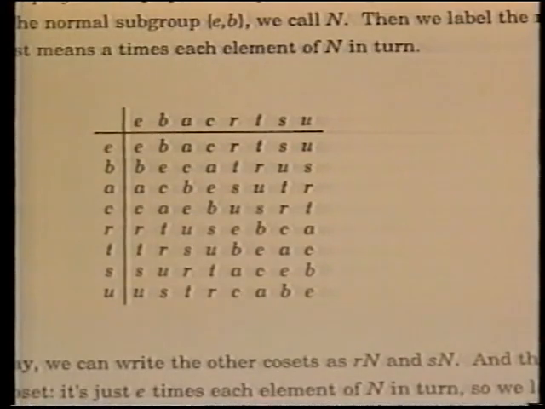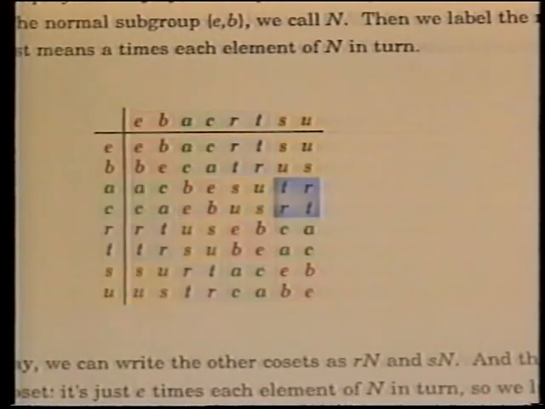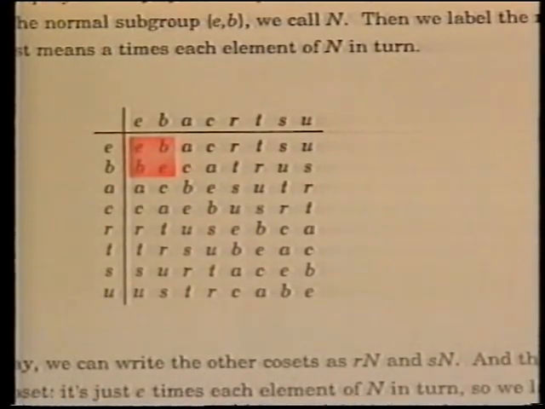For this particular ordering of the elements along the borders, you can split up the body of the table into blocks. Each contains 2 different elements. For example, this block contains only the elements R and T, and this block contains only the elements E and B. Now, these 2 elements are special. They form a subgroup of S square. In fact, it's a normal subgroup, which is why we get blocking. The pairs of elements in the other blocks are not subgroups of S square. They are cosets of the normal subgroup EB.